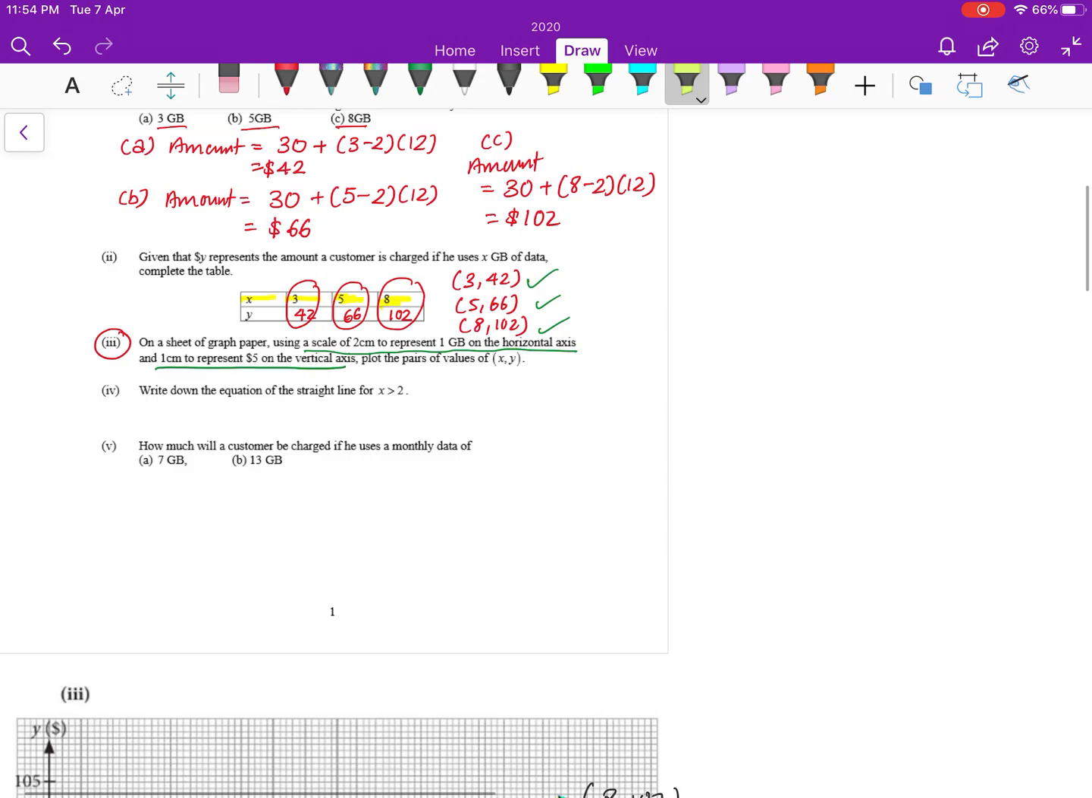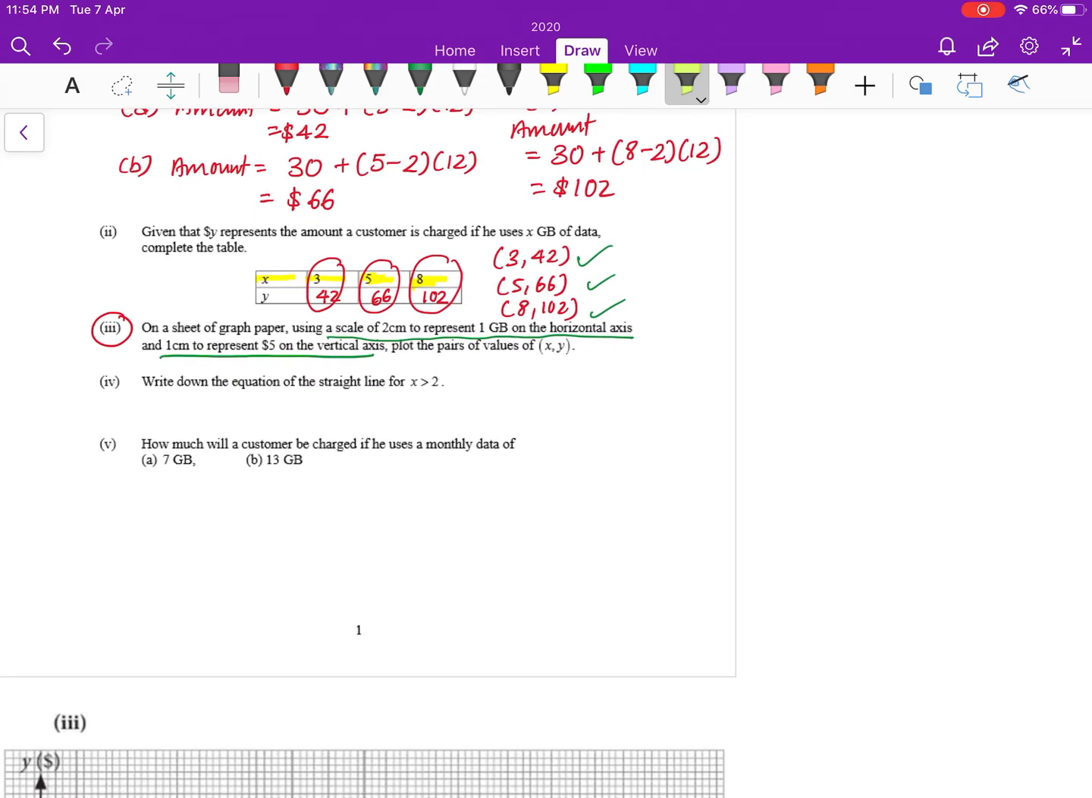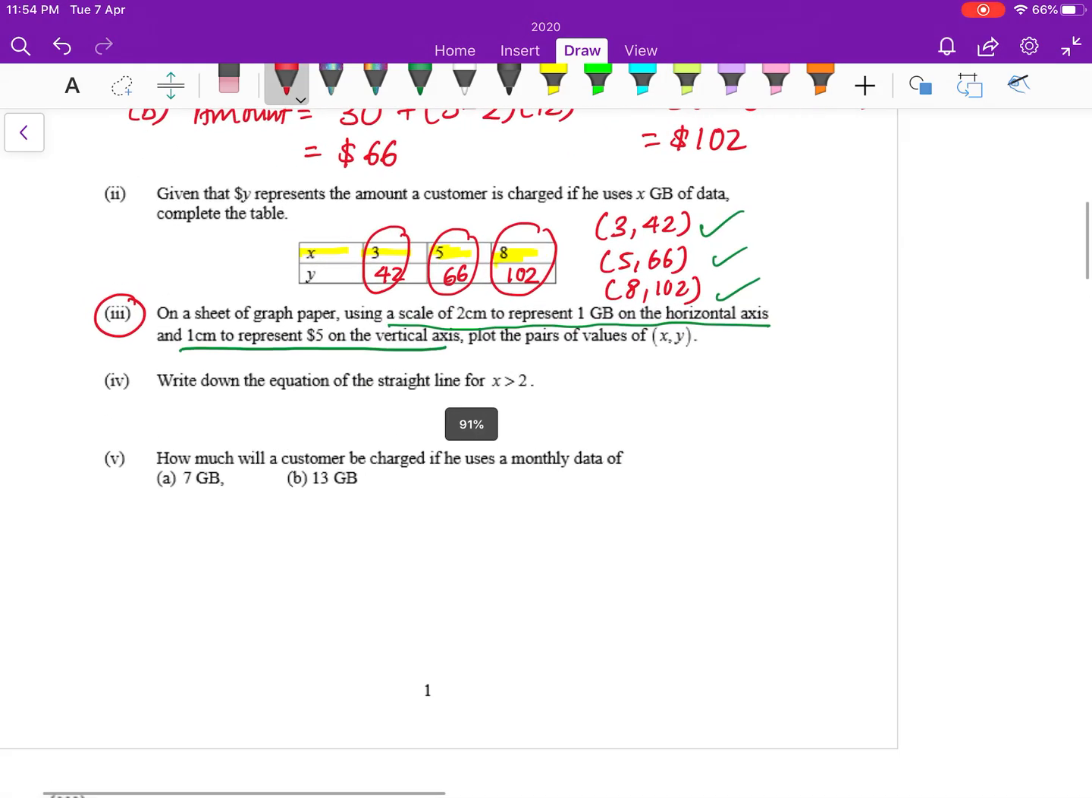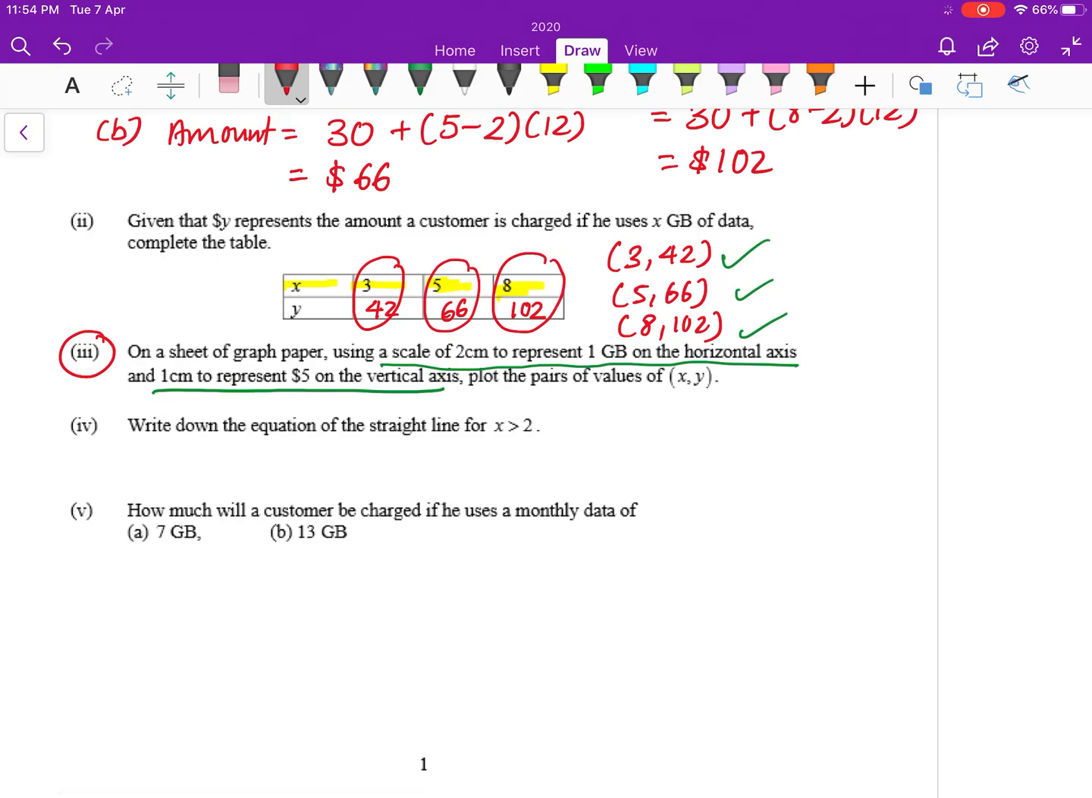Okay, let's proceed to part 4. Write down the equation of the straight line for x greater than 2. So you need to recap. Equation of a straight line means what? If you say y equals mx plus c, then you are right.